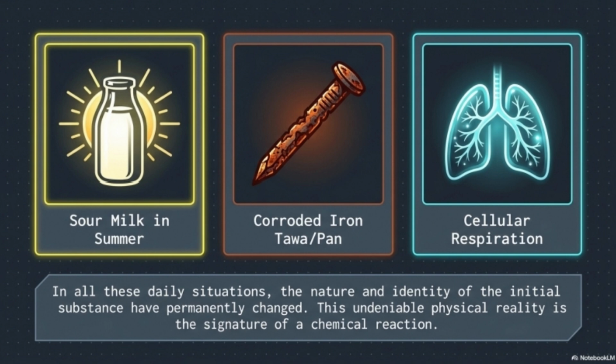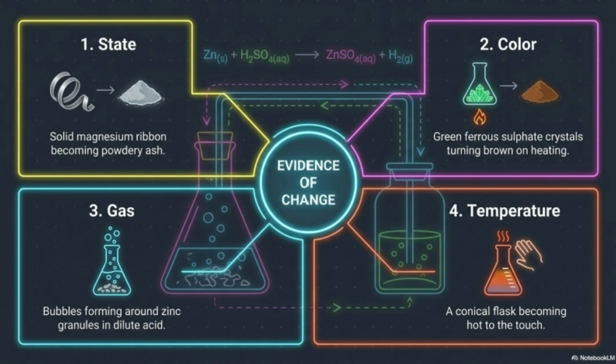Think about what happens when milk is left out in the summer, an iron tawa or pan rusts in humid air, or even when we breathe. In all these daily situations, the initial substance permanently changes its identity. This irreversible change is the signature of a chemical reaction. But how do we know a reaction has actually taken place? Look for these 4 key pieces of evidence.